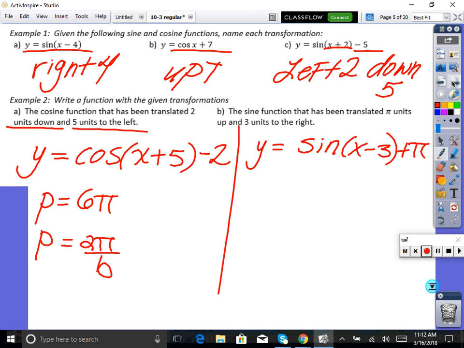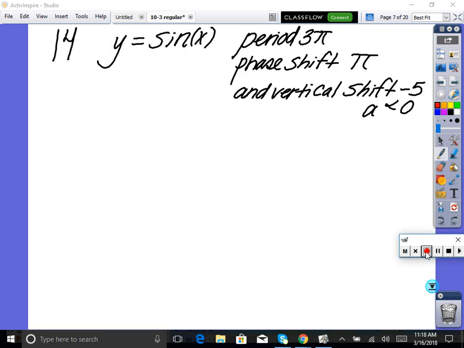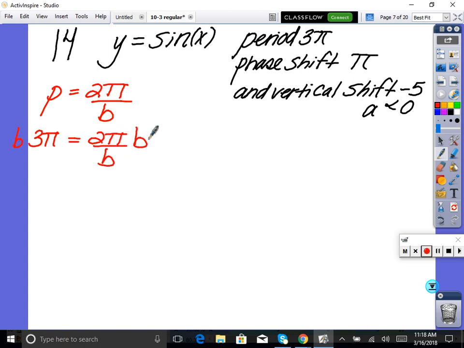Okay, so what I'm going to do now is on your homework, you're going to finish all the problems similar to this very quickly. 1 through 4, 11 through 15, go. So check your 14. It says a period is 3 pi. So you'd say, oh, my b must not be 1 anymore. So period is equal to 2 pi over b. Solve for b because period is 3 pi. So we times by b to both sides, divide by 3 pi. So our b is equal to 2/3.